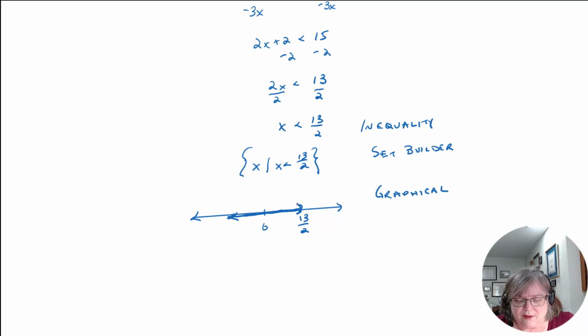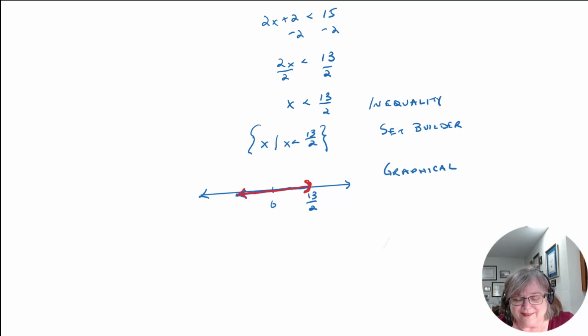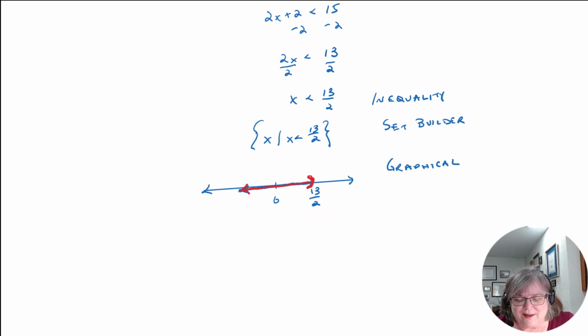Or use a different colored pen. These are kind of easy to misinterpret because, is this round or is it square? All right. So this interval form actually makes it easier for people to write. So you always write it left to right. So your leftmost is negative infinity. Your rightmost is 13 halves. You cannot be equal to 13 halves, so it's round.